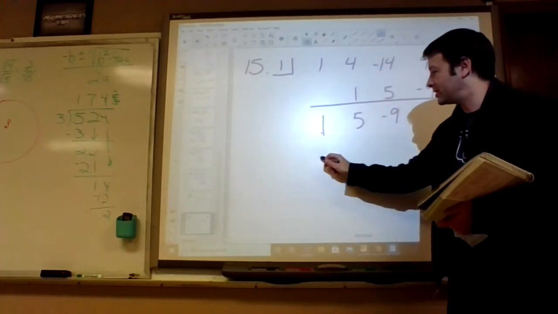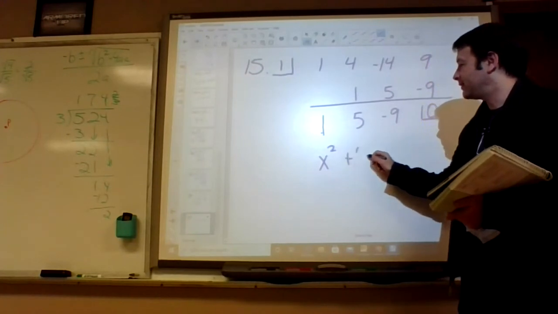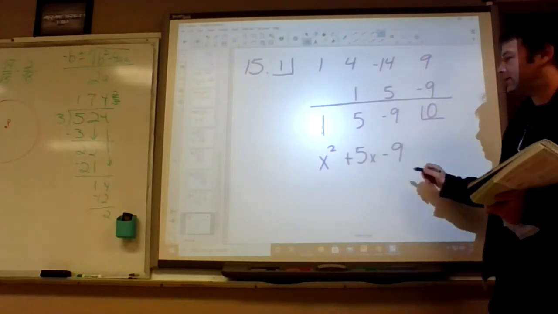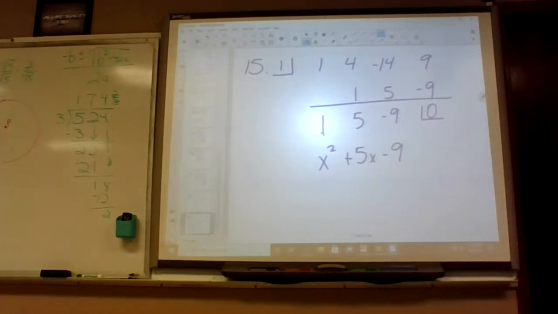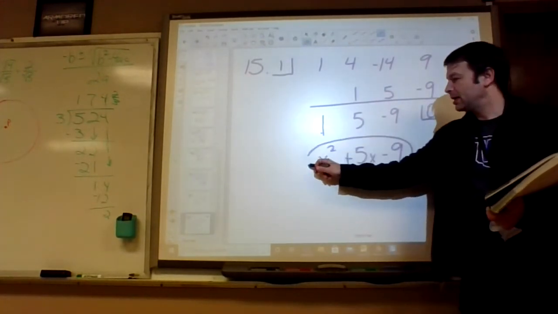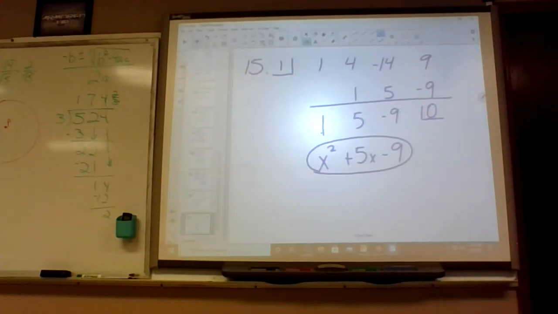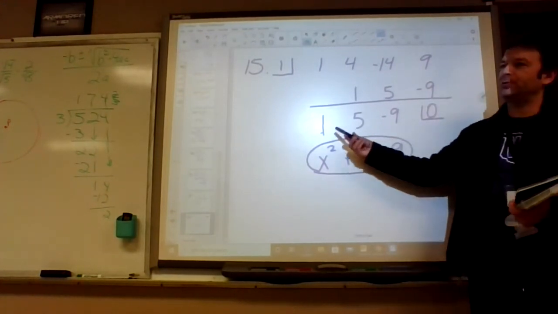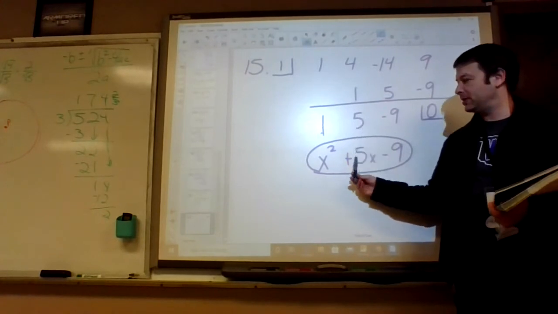So just the number in the middle is going to be the answer? No. If this was a 2 right here, it would have been a 2x right here, or if it was a 3x. And then this number goes here. This is the remainder, which you throw away. Okay, alright, let's try another one and see if we can get it.